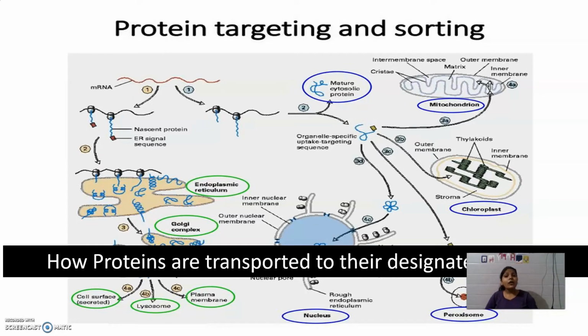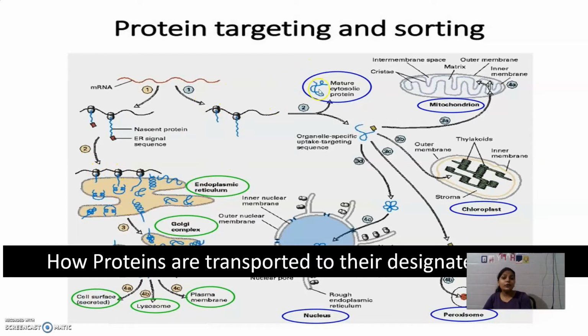The protein has some target sequence attached to it, which targets the proteins to their designated places. You can see here the nascent protein has some signal sequence. Here the ER signal sequence is present in this protein, so this protein is being targeted to the endoplasmic reticulum.